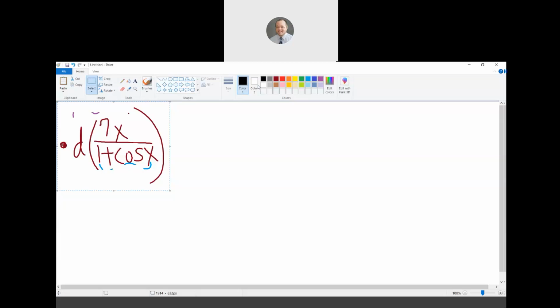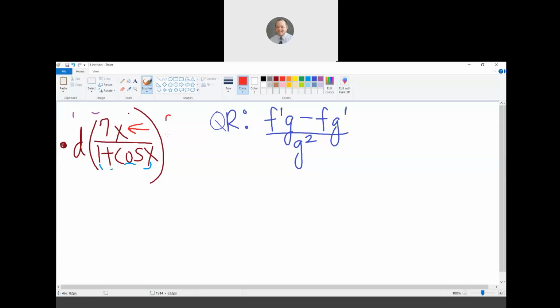Now we have to use the quotient rule. So our quotient rule, let's jot it down. It's the derivative of f times g minus f times the derivative of g, and that's all over g squared. We need to label our f and g before we plug everything into our quotient rule. F is our numerator, and g is the entire denominator.